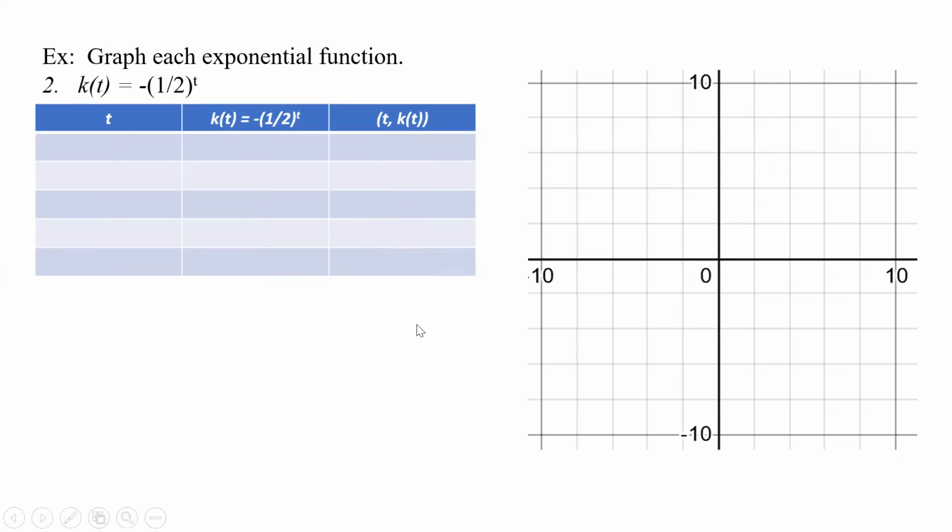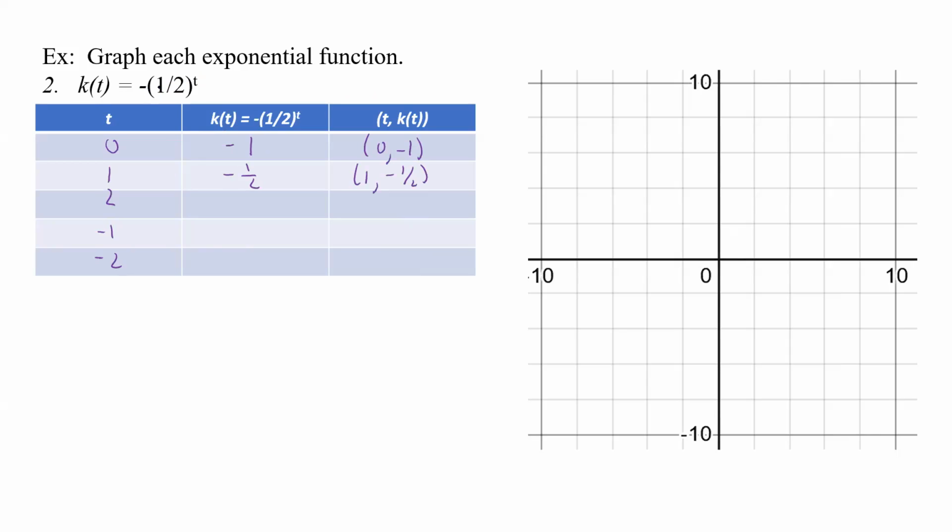What about this one? K of t is equal to -1/2 to the t. Well, I'm just going to choose the same numbers here. It's easy: 0, 1, 2, -1, -2. So if I plug in 0 here, anything to the 0 power is 1. And in this case, we do the transformation here, and that gives us a -1. So we get 0, -1. Now, if we plug in a 1, that's 1/2 to the 1, which is 1/2, but it's going to be a -1/2. And so we get 1, -1/2.